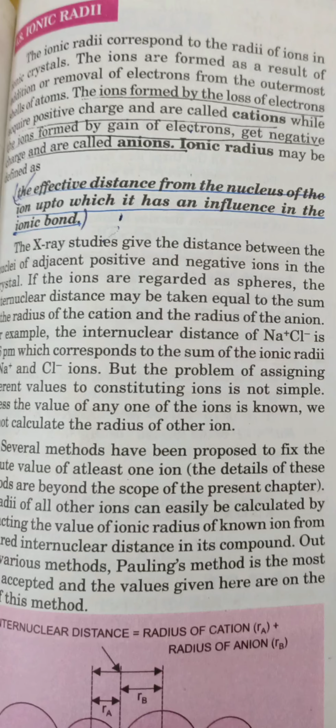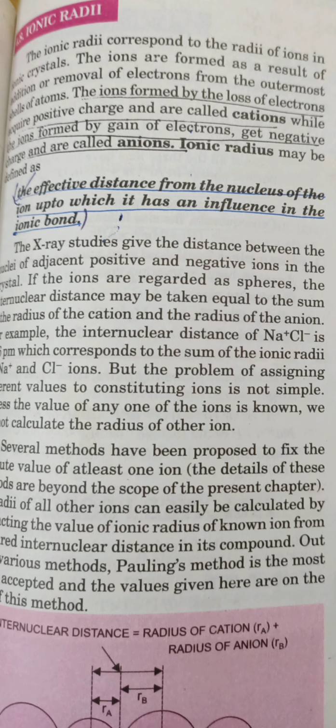In this chapter I am going to start the ionic radii. So what is the meaning of it? The effective distance from the nucleus of the ion up to which it has an influence in ionic bond. Means the distance which you have taken from the nucleus till the ionic bond is said to be the ionic radii.